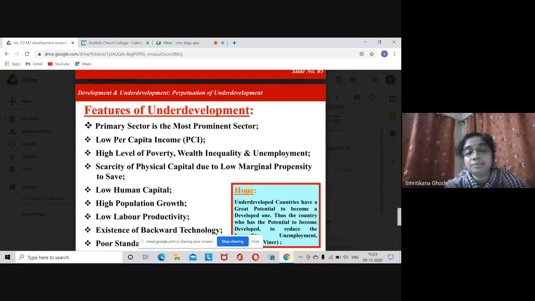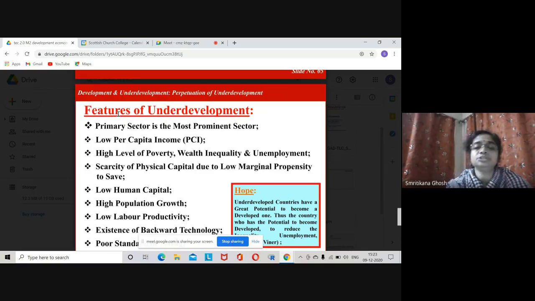Physical capital, as the per capita income is very low, the saving is also very low. So there is less money in the economy for investment. So physical capital is really scarce. The next one is the low human capital. People don't have money to survive. So in that case, you cannot expect a person to spend a lot of money for the literacy, for the education, for the enhancement of the technical skill. They cannot do that. So the result is low human capital.